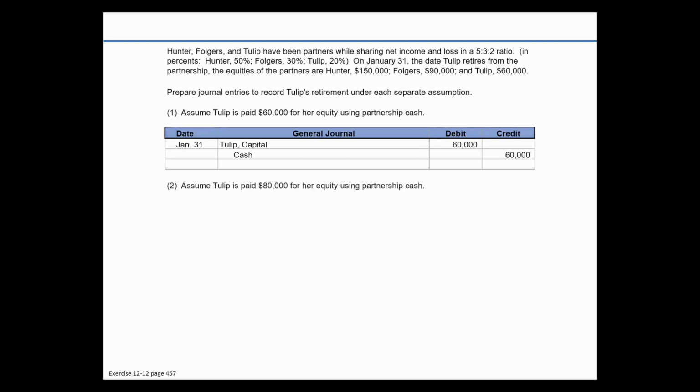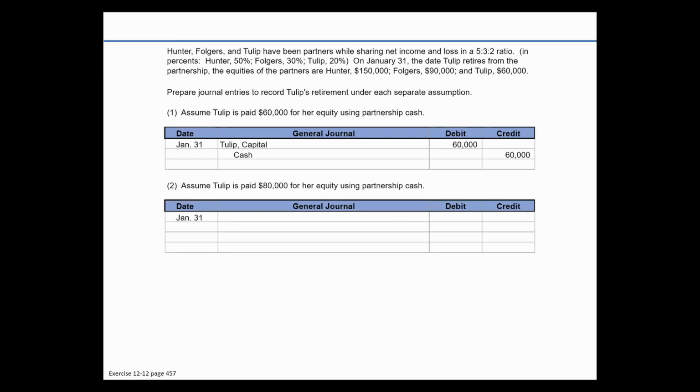Now we can assume that Tulip was paid $80,000 for her equity using partnership cash. So she's paid more in order for her to retire. The first example is she's paid out the entirety of her capital, no more, no less. This time, number two, she's going to be paid more than what her equity was. So we would debit Tulip Capital the amount of 60,000 because that closes out the capital account. We can go ahead and credit cash 80,000 because that's how much she'll be receiving.